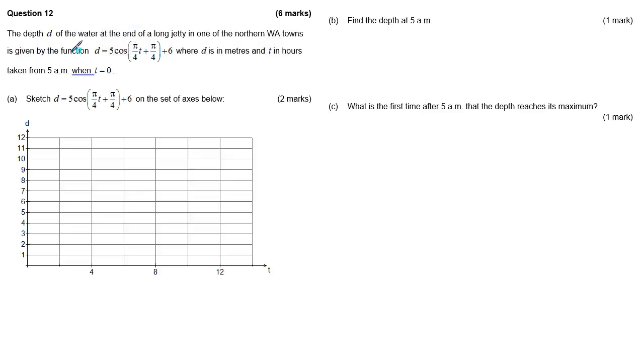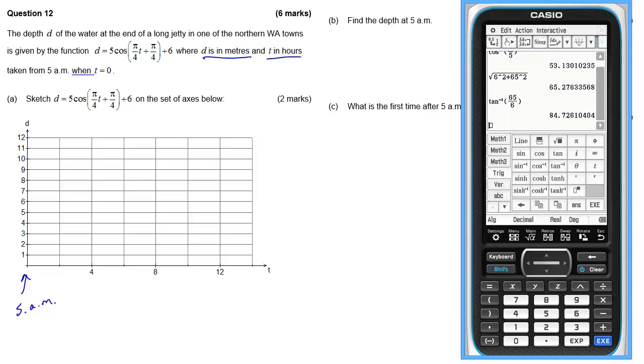The depth d of the water at the end of a long jetty in one of the northern WA towns is given by the function d = 5 cos(πt/4 + π/4) + 6, where d is in meters and t is in hours, taken from 5 am, so 5 am is just here, when t is 0. The first thing we want to do is sketch it.